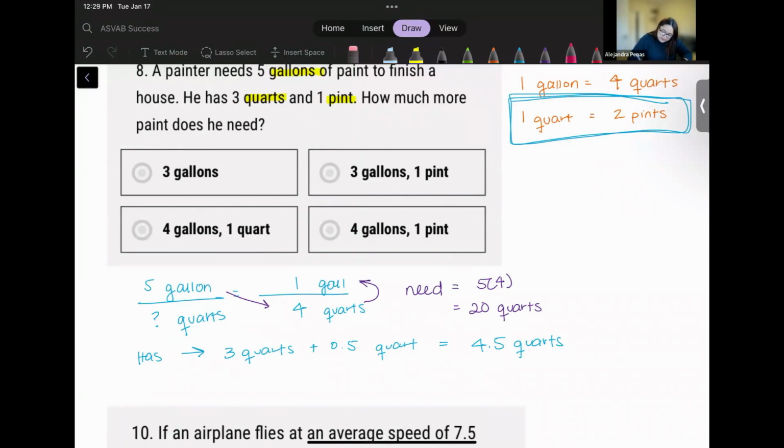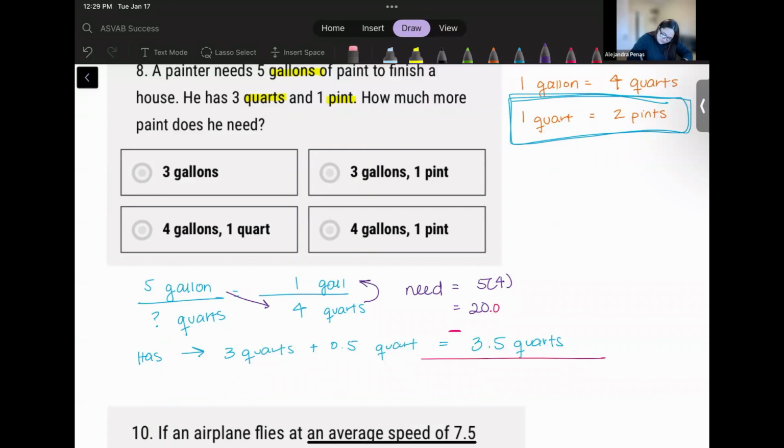Well, he needs 20. He already has 4.5. So let's subtract that. I'm going to add a 0 here because I'm going to need it. I have a question. How did you get 4.5 quarts? I'm sorry, it's 3.5. You're right. Sorry. Thank you for that.